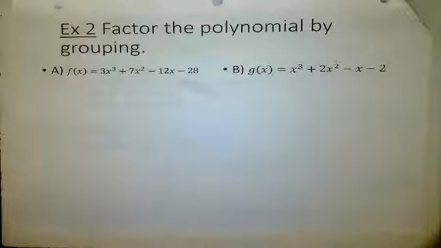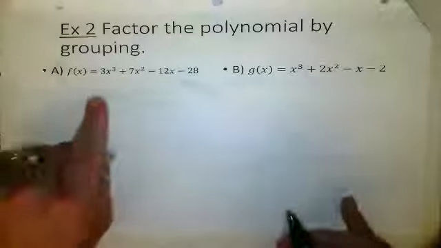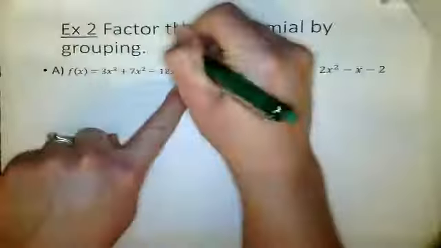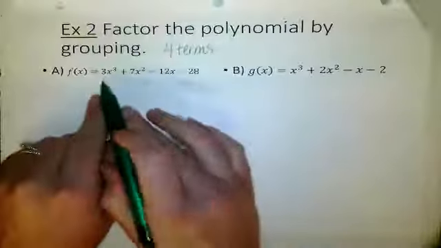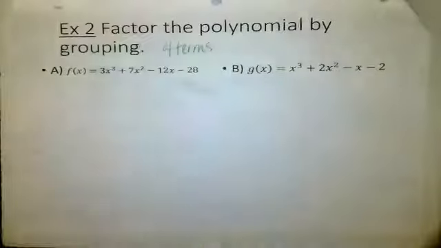So we're going to do the factor by grouping method. The factor by grouping method is really, really useful when we have 4 terms. And so you can see we have 1, 2, 3, 4 terms here in this polynomial that we're going to add together. So we have 3x cubed plus 7x squared minus 12x minus 28.